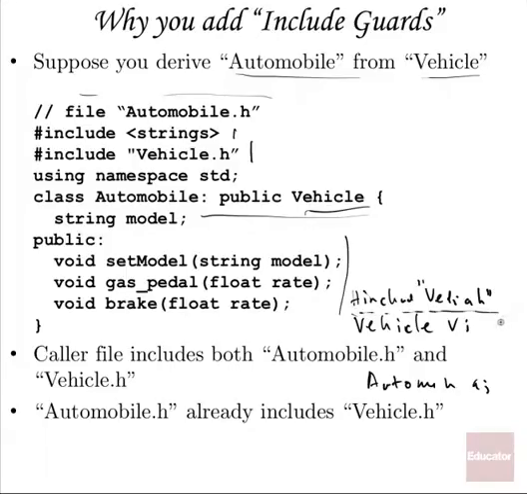Well, automobile is including vehicle, but vehicle has already been included. And C++ will not let you define the same thing more than once. But the include guards will look at it as, oh, this has already been included, I don't need to include it again. So if you're including both automobile and vehicle, automobile is also already including vehicle. That's why you have your include guards inside your include file.